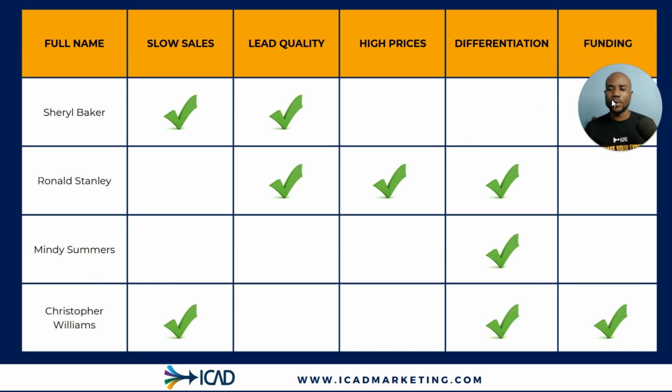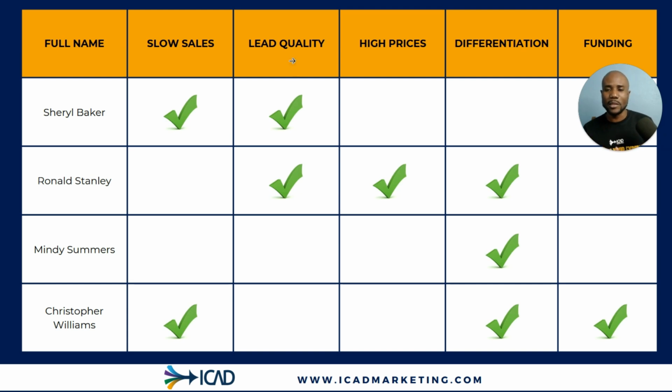Once we do that, we're going to look at each column and rank them from the highest, or most common responses, to the lowest. So here, slow sales has 2 responses, lead quality has 2 responses, high prices has 1 response, differentiation has 3 responses, and funding has 1 response. Differentiation has the most responses, so that would be number 1 problem. Slow sales would be number 2 because it has 2 responses, also lead quality. What we want to do with this is select the top 3, right?